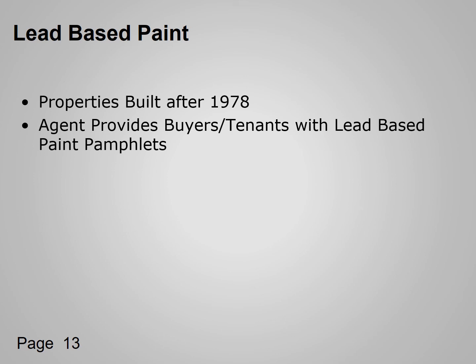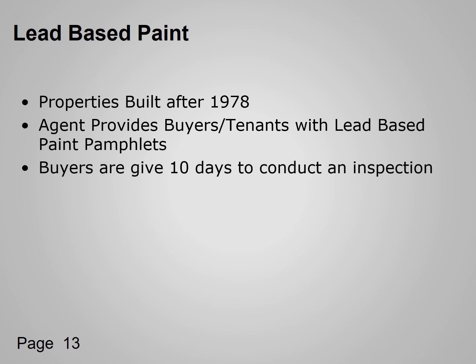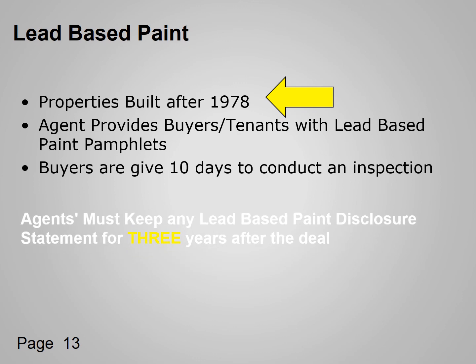I'm sure they're in your office. Read them through if you want, but it's your obligation as an agent to make sure that your sellers and/or your buyers get these disclosures on any property that might have the presence of lead-based paint. If buyers want to, after they receive this disclosure, they have 10 days to conduct an inspection. Agents must keep any lead-based paint disclosure statements that you give to people. You keep your copy for at least 3 years after the deal is over.